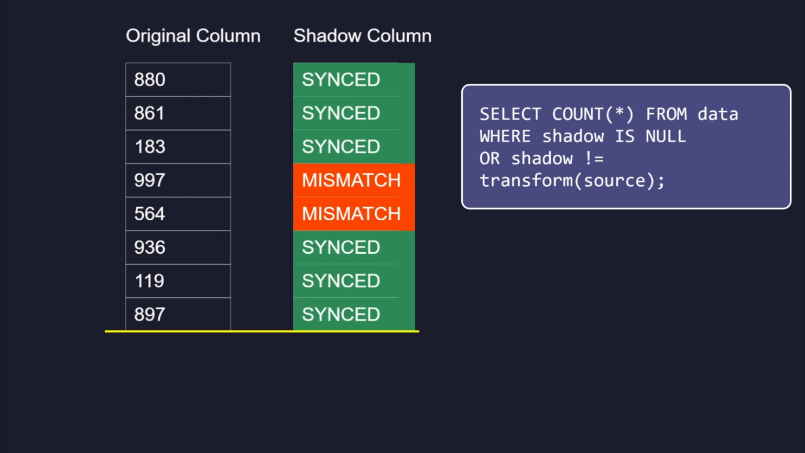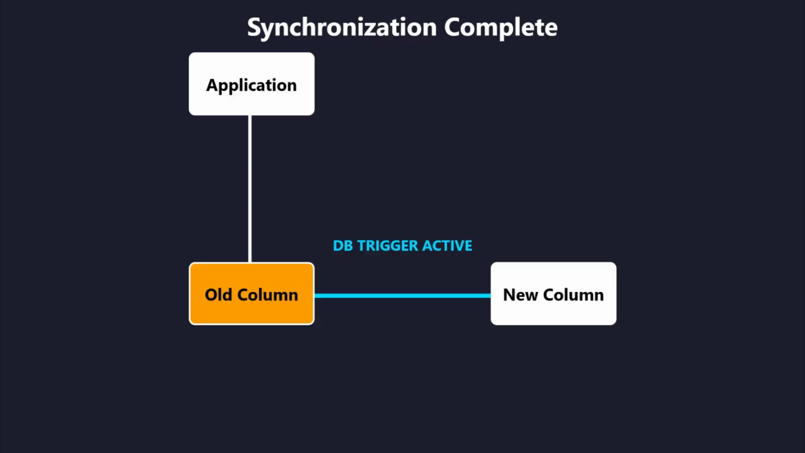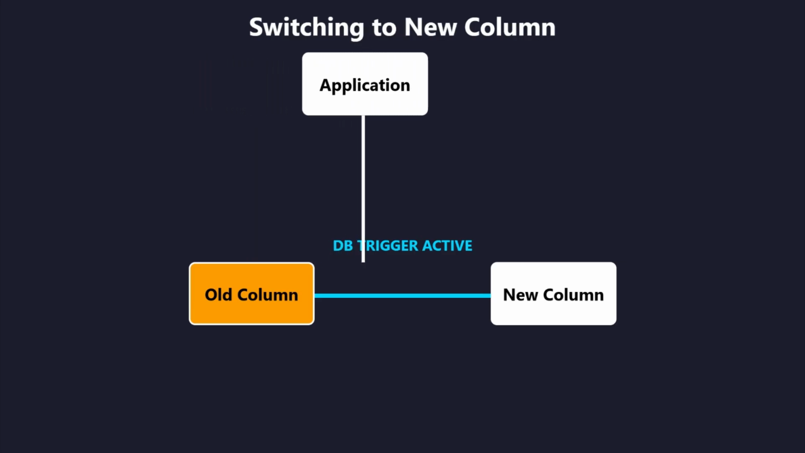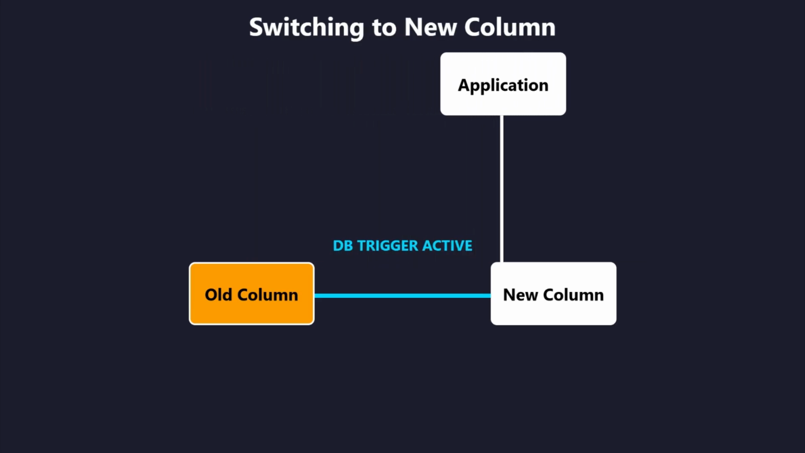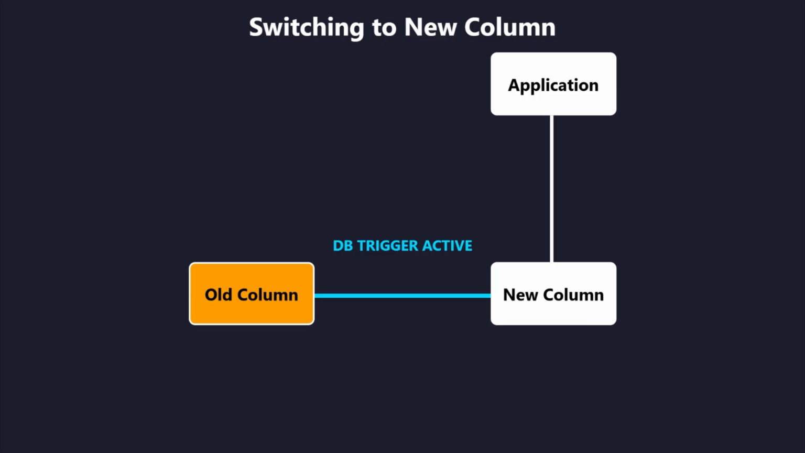Run a count query to find any rows where the shadow column is null or does not match the transformed value of the original column. Once synchronization is complete, update your application code to read from and write to the new column.